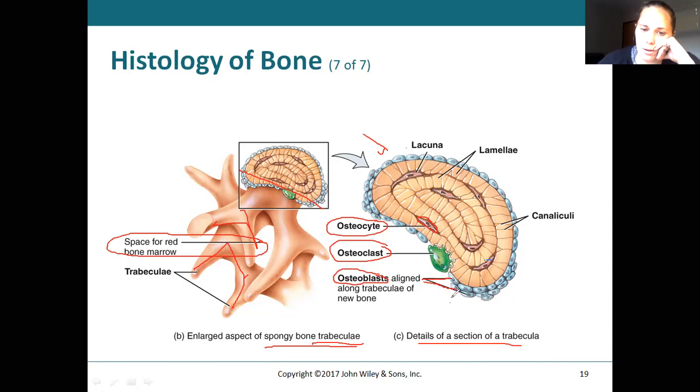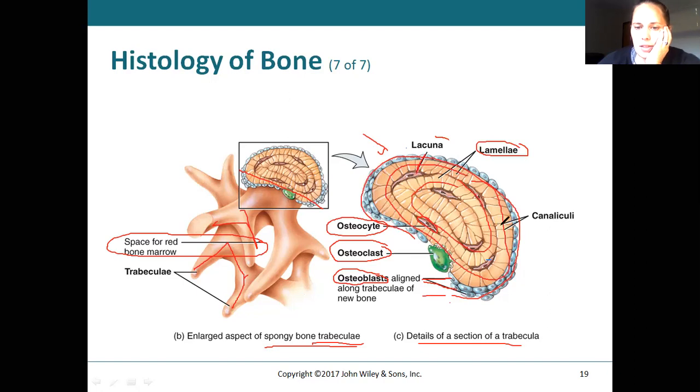You can see that those osteoblasts are lined along the trabeculae of new bone, so they're lining that whole area there. And then you can also see that you have your lacuna, which is that region there. Those are going to be the spaces alongside the osteocytes. And then the lamellae are these concentric circles that we see around this area, circular plates of extracellular matrix. So that's the extracellular matrix that you see there.